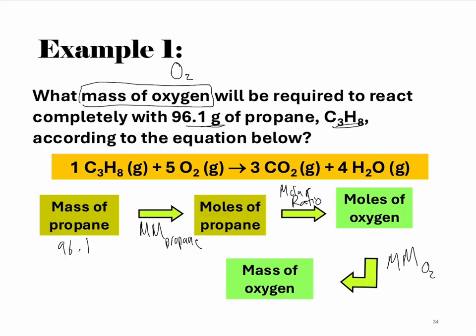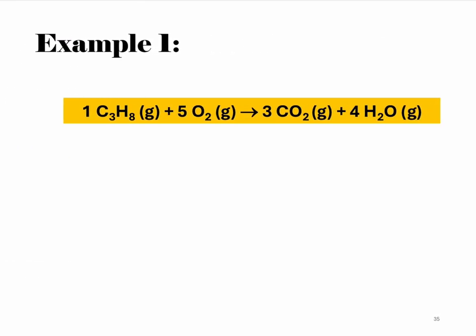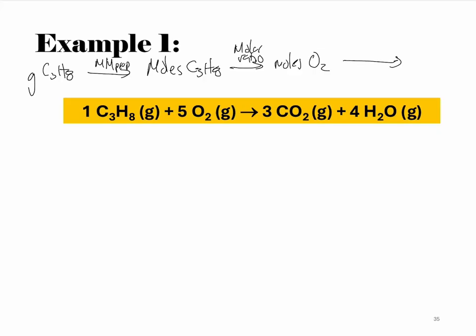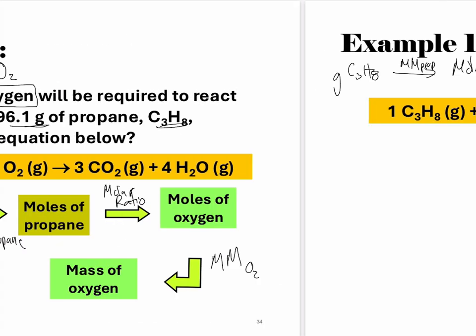All right, any questions on making this flow chart? I'm going to rewrite this flow chart on the next page. So we have grams C3H8. We use the molar mass of propane to go to moles C3H8. Then we use the molar ratio to get to moles of O2. Then we use the molar mass of O2 to get to grams of O2.